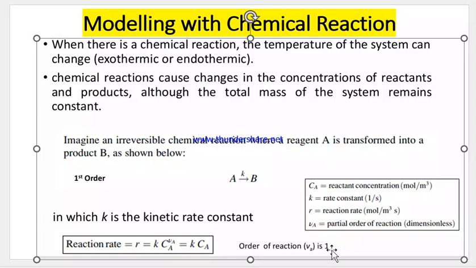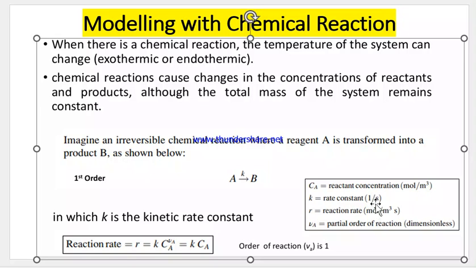because it is a reaction of order 1, and we need to pay attention to something here. Reactant concentration is in moles per meter cubed, which is general, but k, the rate constant, is in per second, that is, 1 over second.